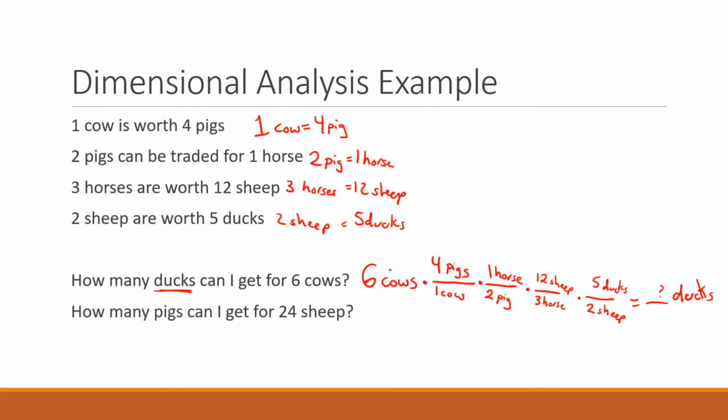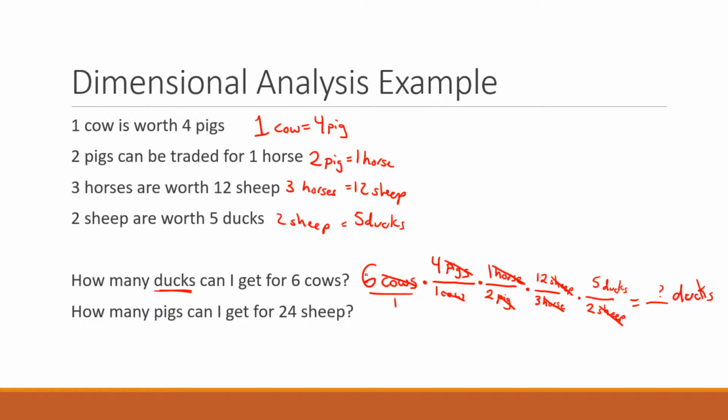So I can start solving this. And the way we're going to solve this out, we're going to do some simplification, just like we've always done in every math class. Like I said before, things that are equal to each other cancel out, and that includes units. So here, cows divided by cows, that cancels out. Pigs divided by pigs, that cancels out. Horses divided by horses, sheep divided by sheep. And these things cancel out. But that's not the only thing that cancels out. Our numbers cancel out as well.